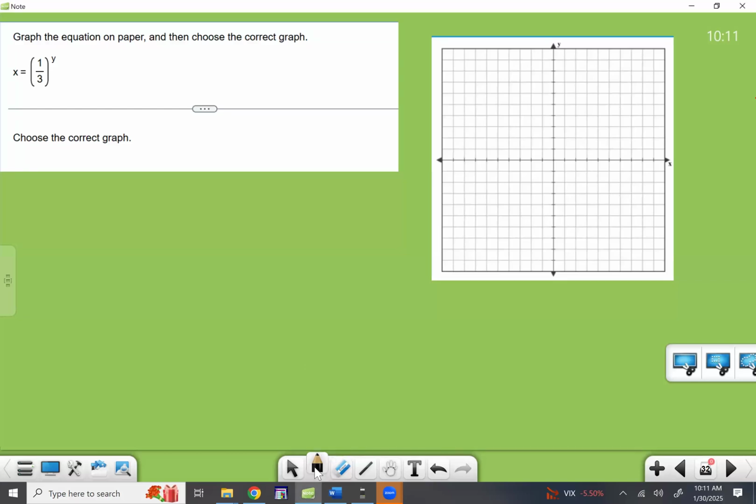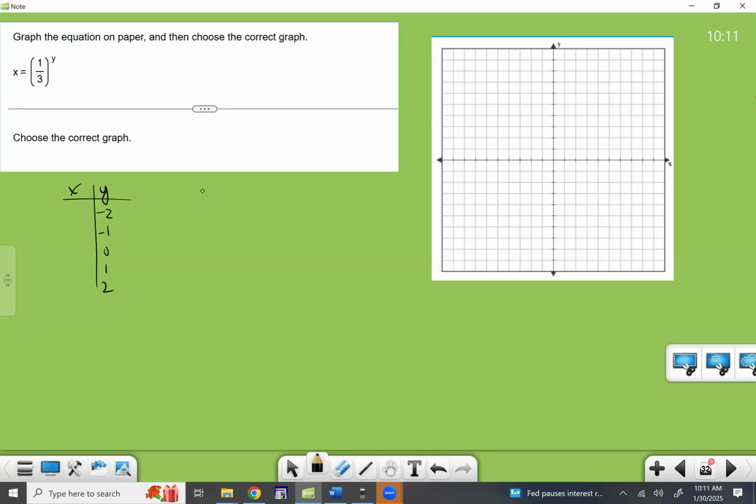All right, welcome. We're taking a look at number one from 5.3. So the strange thing about 5.3, this first problem, is that usually when we're t-charting or doing a table, we pick x values and substitute them in. But on this one, since we've solved explicitly for x in terms of y, we actually want to pick y values to substitute in. That way we can find the x. Okay, so it's a little different.